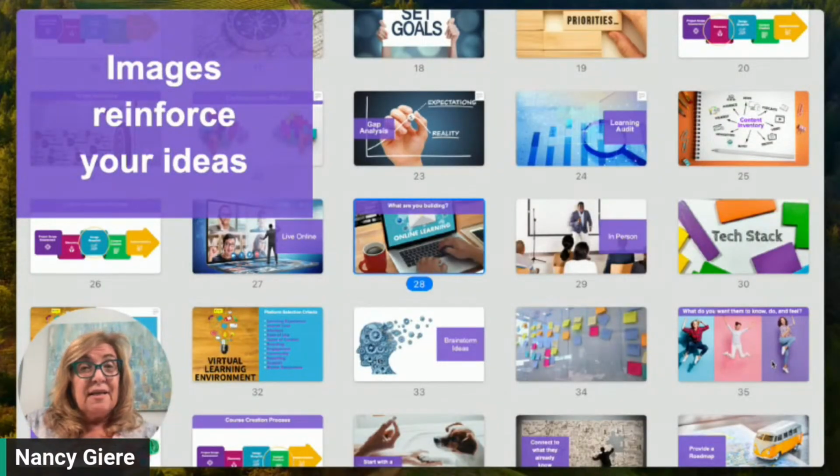So the next thing is to come up with images that reinforce your ideas. You probably noticed today that most of my slides are images with keywords, and I'm talking about what's going on on the slide. There's not a lot of data on these slides. There's only a couple of places where I needed lists. You want to think about how you can approach your content from that perspective.